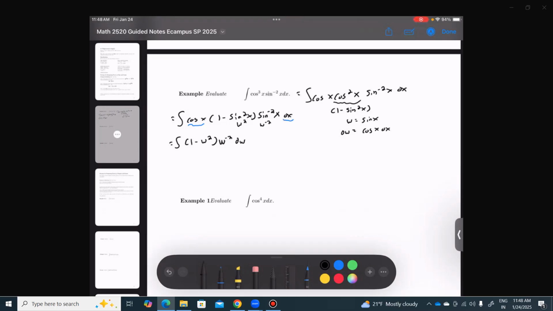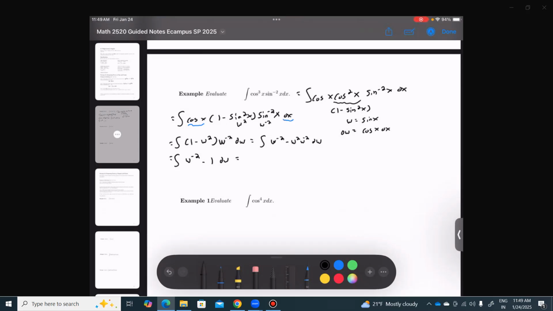Now we can distribute. So w to the negative 2 minus w squared times w to the negative 2 dw, which will be w to the negative 2 minus 1 dw. Okay. Now we have something where we can integrate.